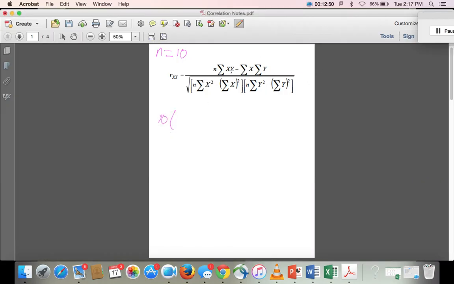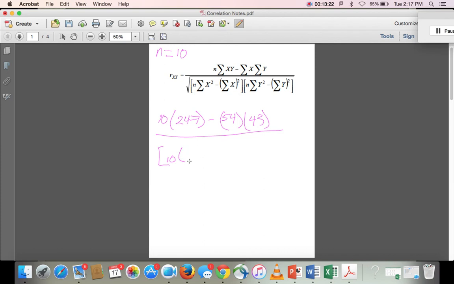So now I need to know the sum of x and y, that product term, which again is 247. There we go. Minus 54, which is the sum of x, times the sum of y, which was equal to 43. And now our denominator is going to look like the following. So we are going to have in brackets 10 times the sum of x squared.